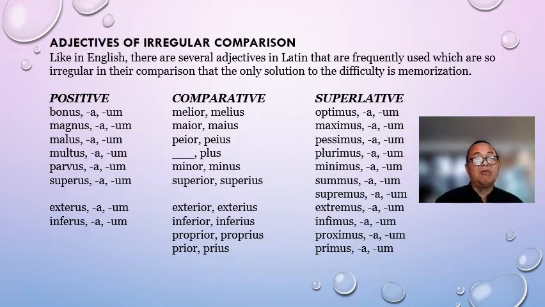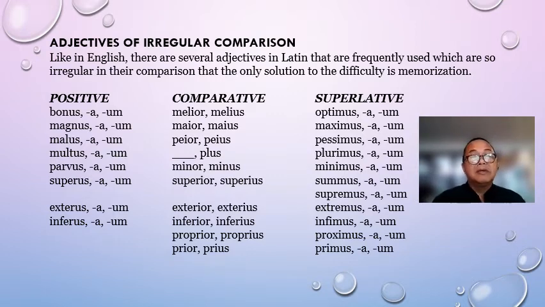So bonus, bona, bonum, the comparative is melior, melius. Superlative, optimus, optima, optimum. You see how different they are. From bonus, it becomes melior, becomes optimus. Next is magnus, magna, magnum. Maior, maius, maximus, maxima, maximum. Malus, mala, malum. Peior, peius. Pessimus, pessima, pessimum. And all the rest here.